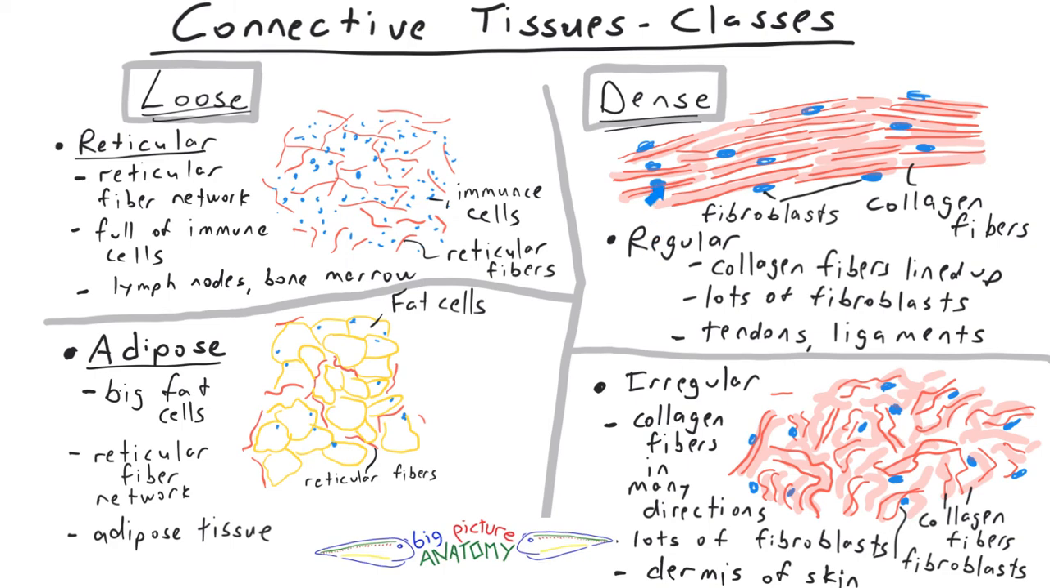So just a quick summary of the classes of connective tissues. We have loose connective tissues, principally reticular connective tissues with lots of immune cells, or white blood cells, dispersed on a thin reticular fiber network, and adipose tissue, with much larger fat cells, again dispersed on a reticular fiber network. And then we have dense connective tissues characterized by thick structural collagen fibers, regular dense connective tissues where the collagen fibers are lined up in one particular direction, as we would find in tendons and ligaments, and irregular dense connective tissues where the fibers run in many different directions, as we might find, let's say, in the dermis or the leathery part of the skin.